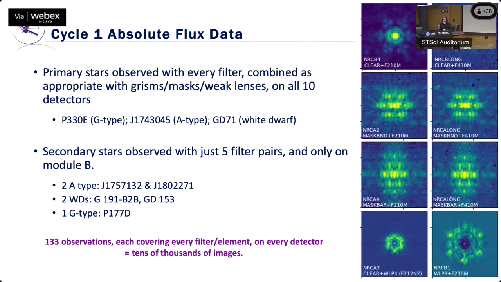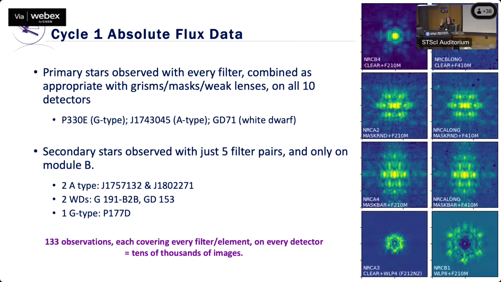And then we also have a bunch of secondary targets, 2 A-type, 2 white dwarfs, 1 G-type. And then we also actually observed a cluster with a bunch of G-type standards, but Everett Schlauman is going to give a talk about that later in the week, so I'm not going to talk about that. But those secondary stars were just observed in a subset of the filters, only 5 filter pairs, just to have an extra check.